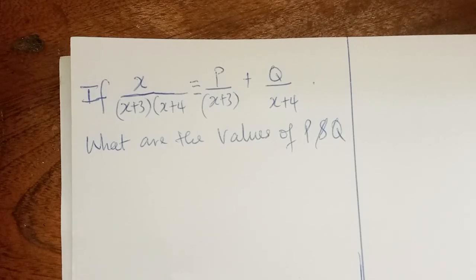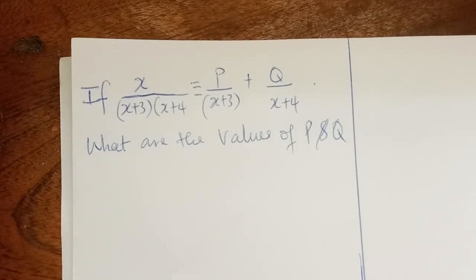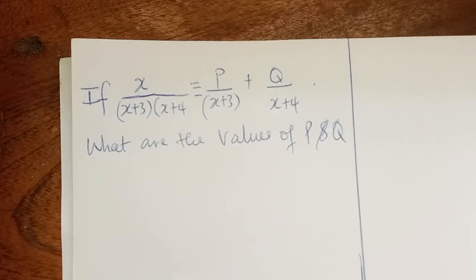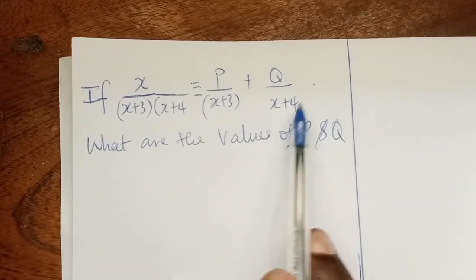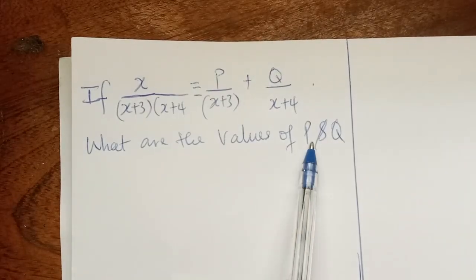We have this particular expression which has been given to us, and we are to find the value of P and Q, given that x divided by (x plus 3)(x plus 4) is equivalent to P over x plus 3 plus Q over x plus 4. They are asking us what the values of P and Q are.